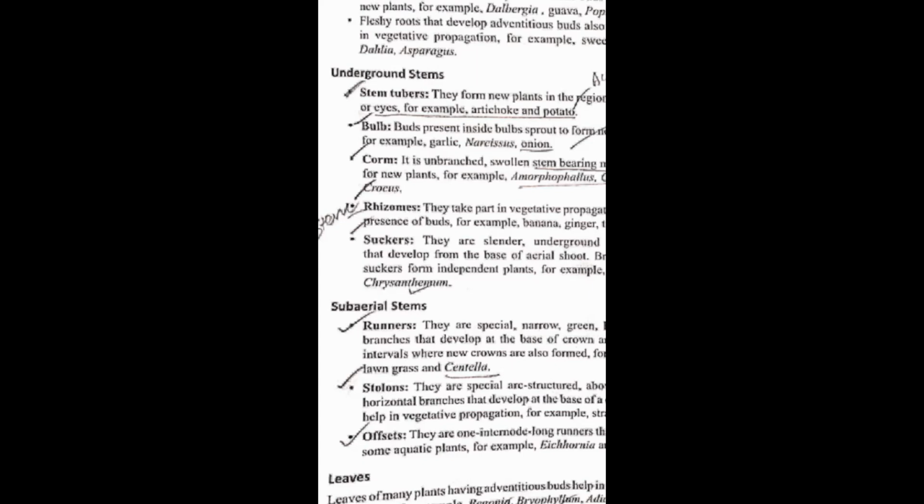questions. Next one is subaerial stems. Consider this heading. Runner is the first one. What is meant by runner? They are special, narrow, green, horizontal branches that develop at the base of the crown and root at intervals, where new crowns are also formed.